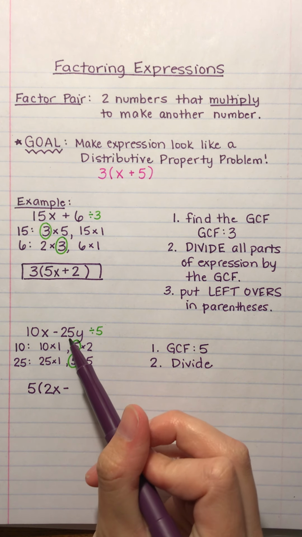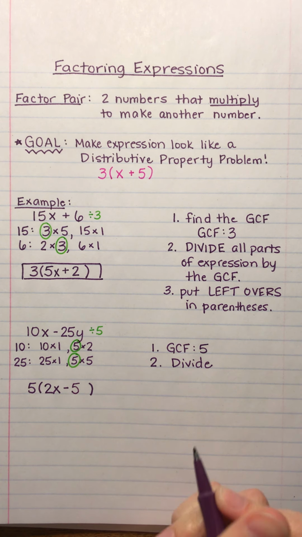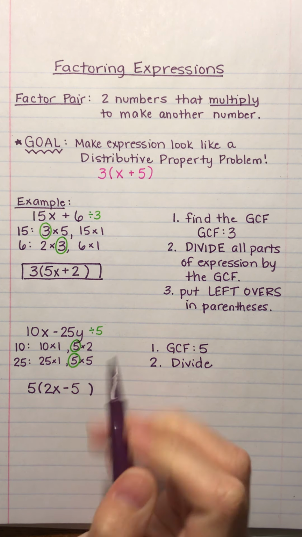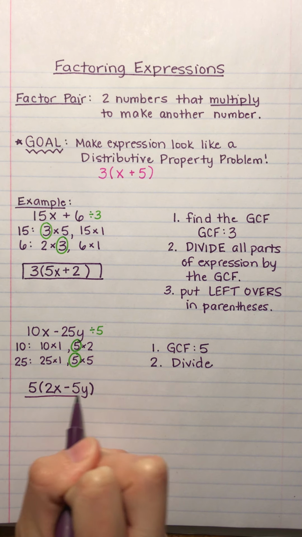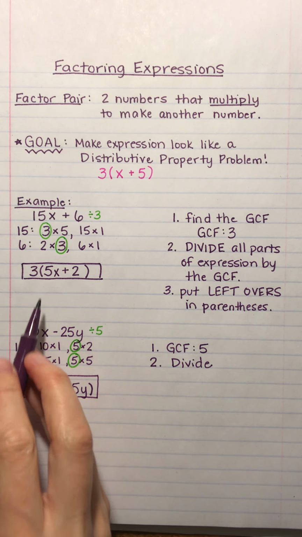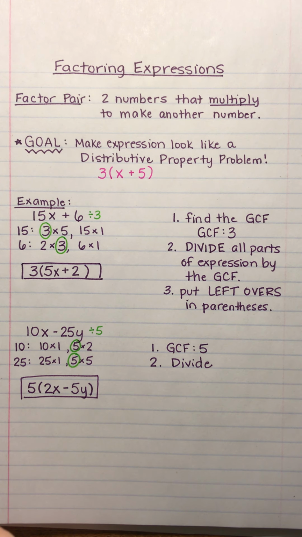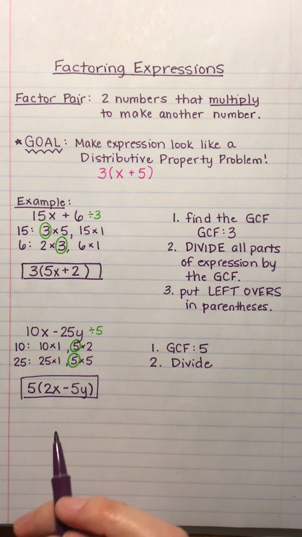10 divided by 5 gives me 2, and I have to keep the x with it. Bring down the subtraction sign. All right, then I'm doing 25 divided by 5. I have 5 left over. There was a y up here, so the y has to go in my answer. Final answer. Again, I look inside, I have a 2 and a 5, just like I did up here. I know I can't make it any smaller, so my leftovers went into the parentheses.